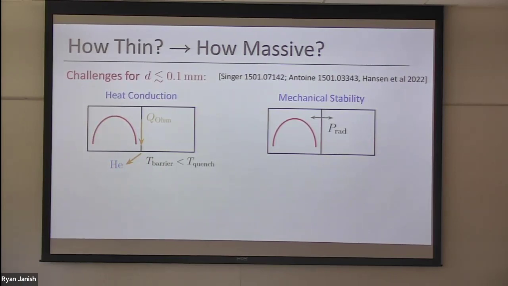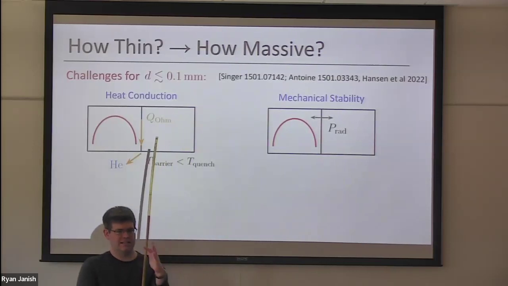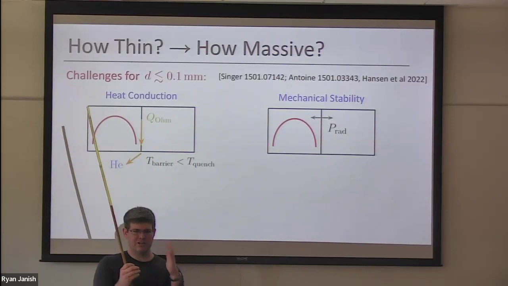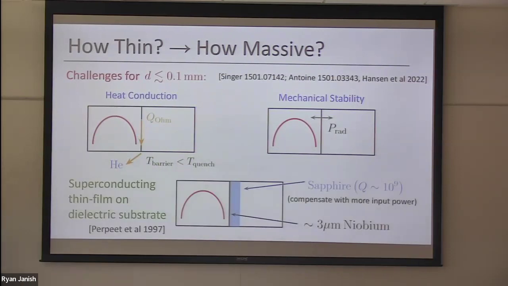And we can't let that get too hot to spoil superconductivity. That will limit things. You could also be concerned about mechanical issues. It's a flimsy little thing, and there's a lot of electromagnetic power there. Will the radiation pressure start flapping it around and break it? These are not really concerns for medium-sized barriers of order 0.1 millimeter or so, which still gives us an interesting experiment. But if we want to push to the fundamental limit, we need to solve these problems.